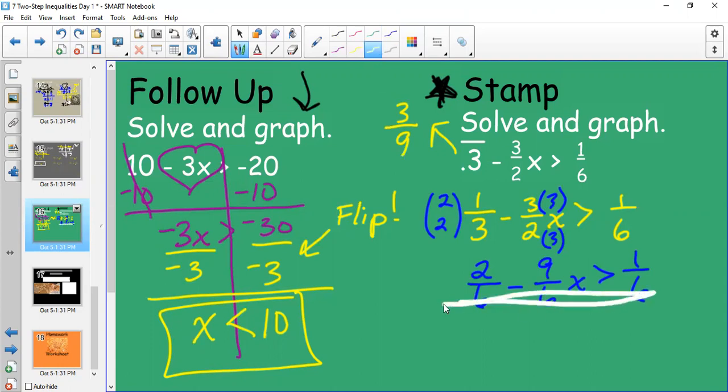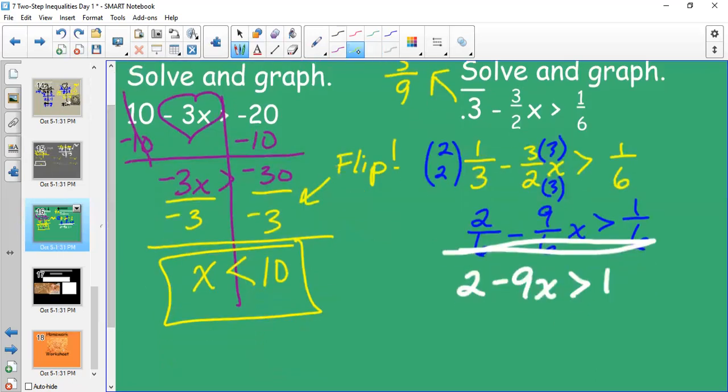Be careful not to lose the subtraction sign or the x. So our problem would be 2 minus 9x is greater than 1. And that's the 2-step inequality we're going to solve. So happy couple is -9. We're going to subtract 2. That would give us -9x.